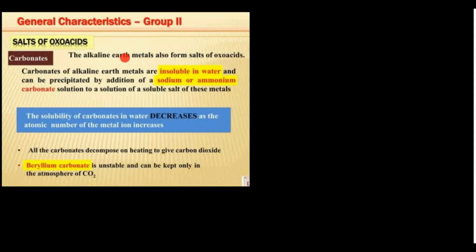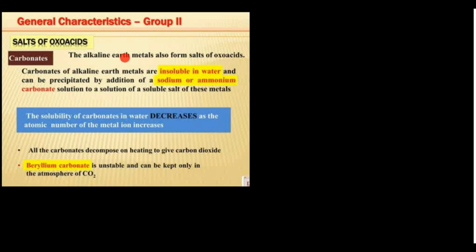Okay guys, so next important compounds of alkaline earth metals are the salts of the oxo acids. That means the salts which contain the oxygen atoms are known as the salts of the oxo acids, and the main examples of these oxo acids are the carbonates. And these carbonates are very important when it comes to the water hardness. See, in a little while I will also discuss the hardness of the water.